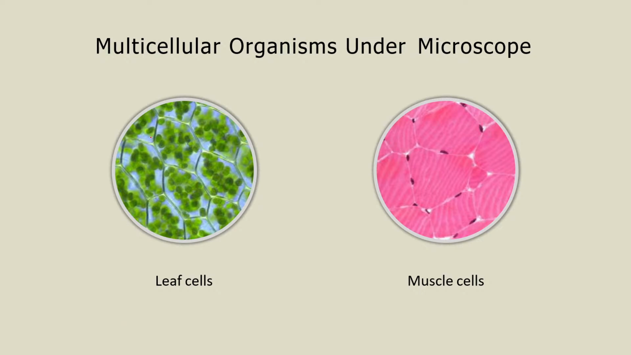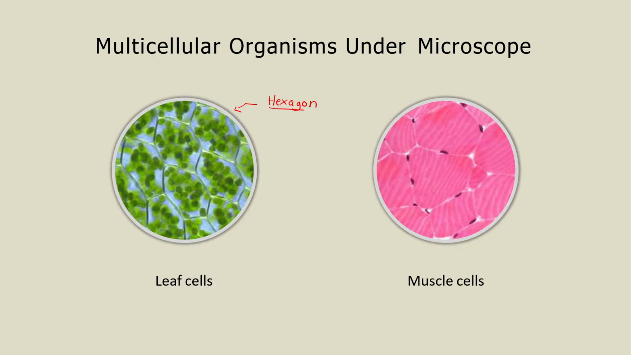Okay, so multicellular organisms under the microscope. Now in this picture you can see the plant cell under the microscope. This is a leaf cell, the structure of a leaf cell. So what is the shape of the leaf cell? Look at the shape. What type of shape is this particular cell having? Look at the contour, the sides. Yes, it is having 6 sides. So basically this shape is a hexagon.